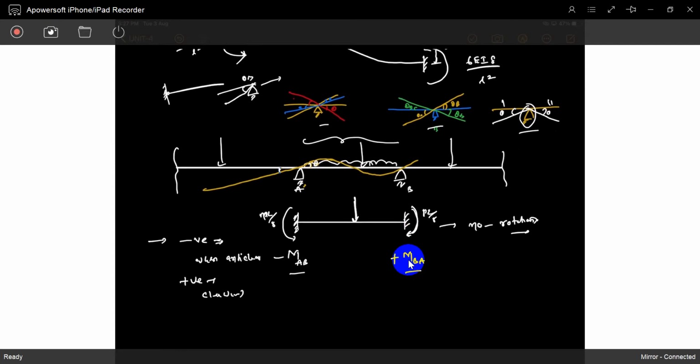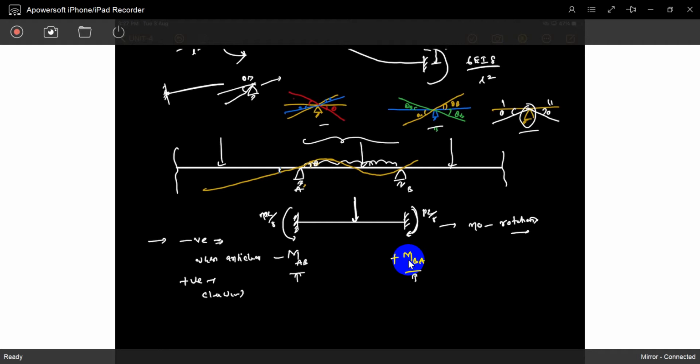First, I will write down the fixed end moments based on the loading on that beam. We have taken A and B as fixed joints, fixed, not intermediate joints. There is no slope allowed. If I don't allow any slope, I will get these values.